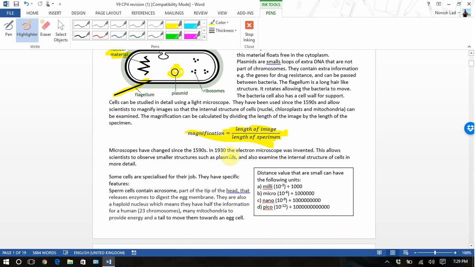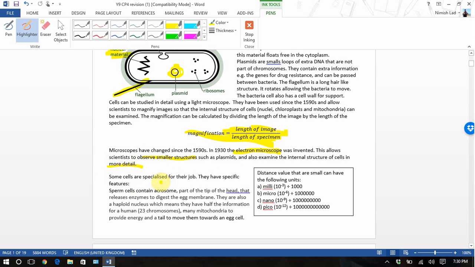Microscopes have changed since the 1590s. So in 1930, the electron microscope was invented. That allows scientists to observe smaller structures in more detail. Okay, so stuff like plasmids and also the internal structure. You can see there's more detail.